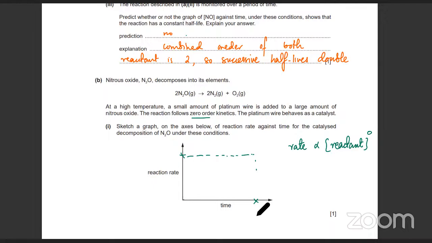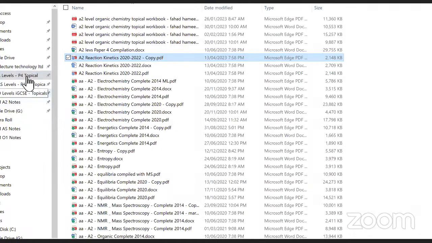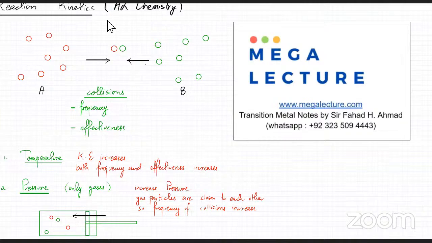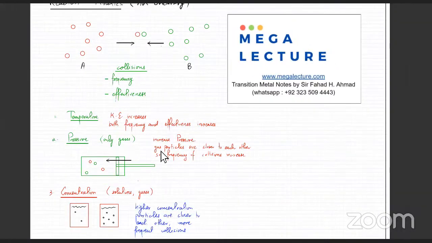Sir, that straight line was the concentration time graph. I'll show it in the graphs, one second. Let me discuss all the graphs. Make sure you know the difference between a concentration time graph and a rate versus time graph.